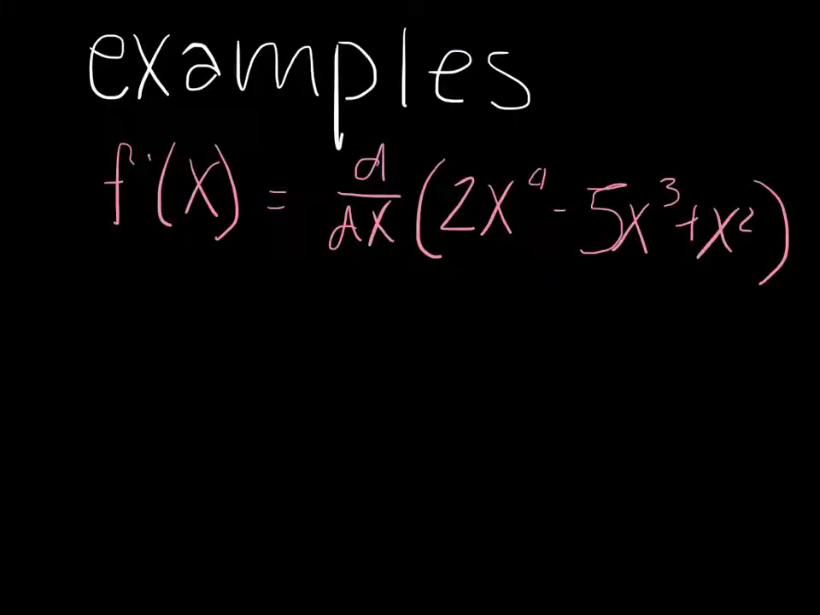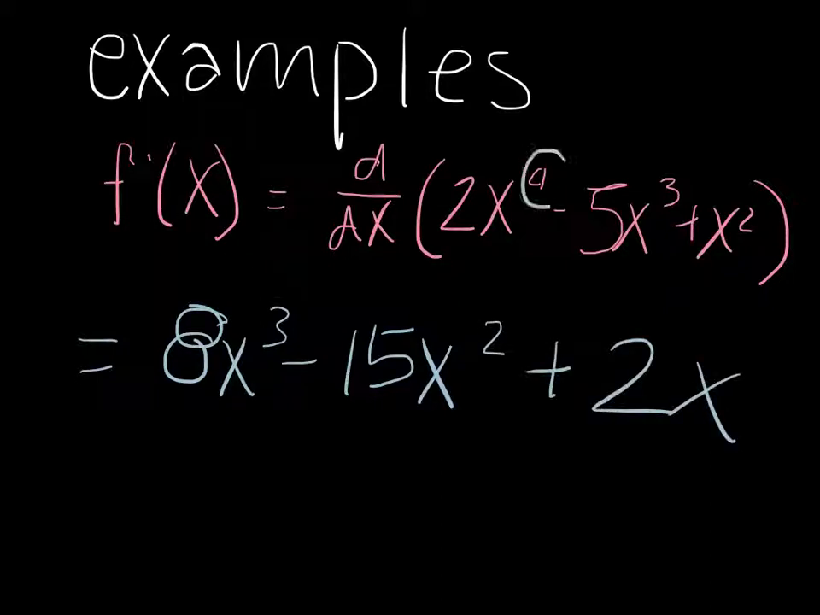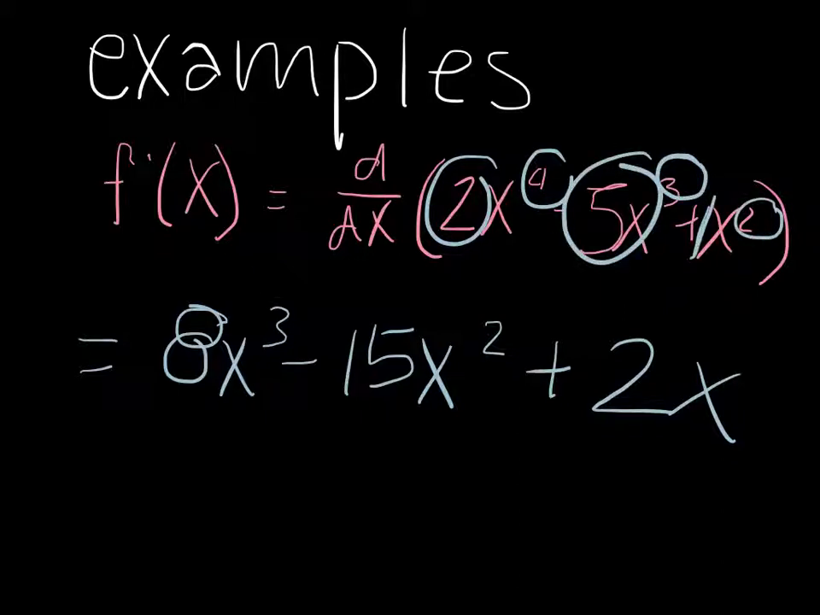For example, the derivative of 2x to the fourth minus 5x cubed plus x squared would be found to be 8x cubed minus 15x squared plus 2x, as we take the 4 times the 2 for the 8, the 3 times the negative 5 for the negative 15, and then a 2 times a 1 for the 2.